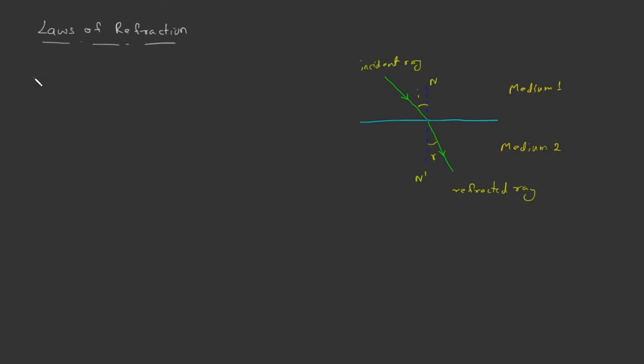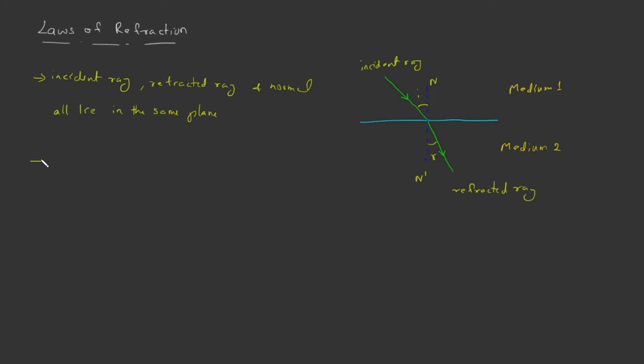First law is that the incident ray, refracted ray and the normal to the interface of two transparent media at the point of incidence all lie in the same plane. So this is the first law, that is, this incident ray, the refracted ray and the normal all lie in the same plane.